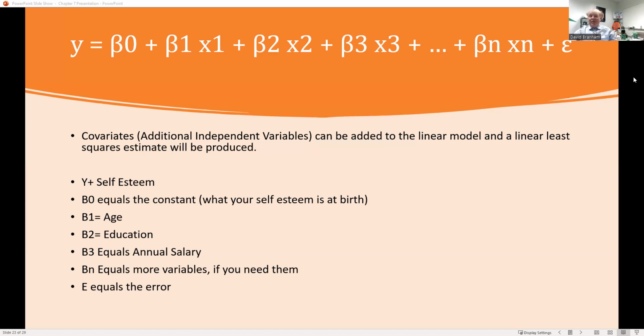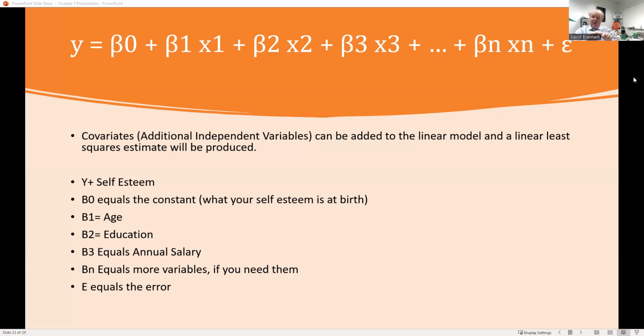You can add any variables that you have the data on to see what the impact is. If an independent variable has no impact on the dependent variable, which would be self-esteem, then it should be 0 in your model. For instance, if you put gender in there and gender has no impact on self-esteem, then it should be a 0 coefficient in that model.